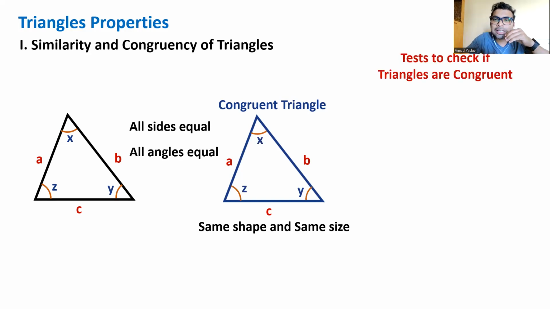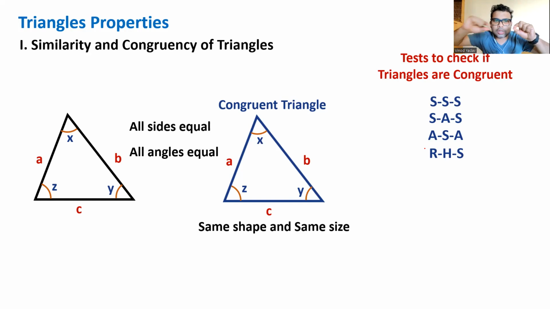So in general, how do we test it? Yes, the famous tests are SSS, SAS, ASA, and RHS. RHS is nothing but right angle hypotenuse side. So basically, it's about connecting two right angle triangles. Angle side angle: two angles should be equal, and the side included between them should be equal. That way, two sides and the angle between them is SAS.